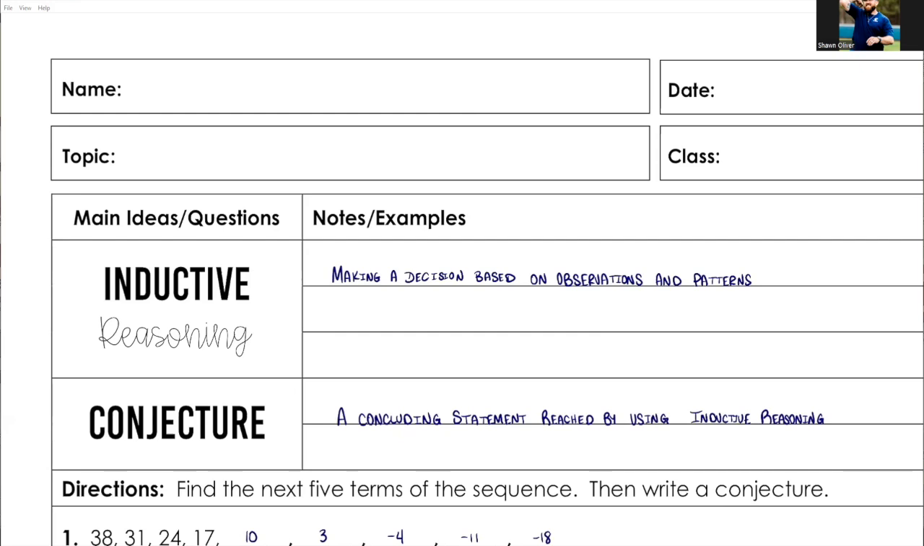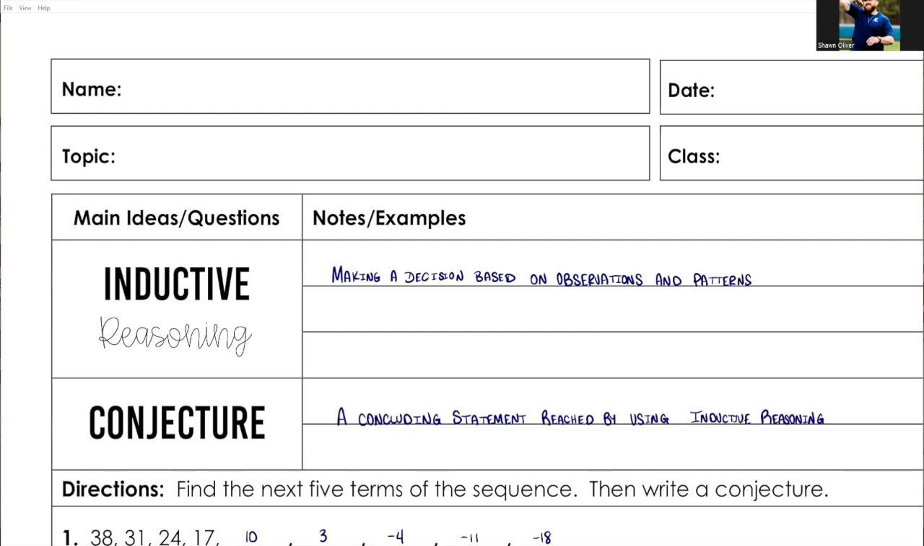Today, we get to talk about inductive reasoning that goes along with conjectures and counterexamples. So our first definition is inductive reasoning. Inductive reasoning is simply making a decision based on observations and patterns. So an experiment happens, and then we can make a conclusion based on that experiment. A concluding statement. So for the last 3 days it's rained, so we expect it to rain again today. That could be a concluding reason. We call that a conjecture.